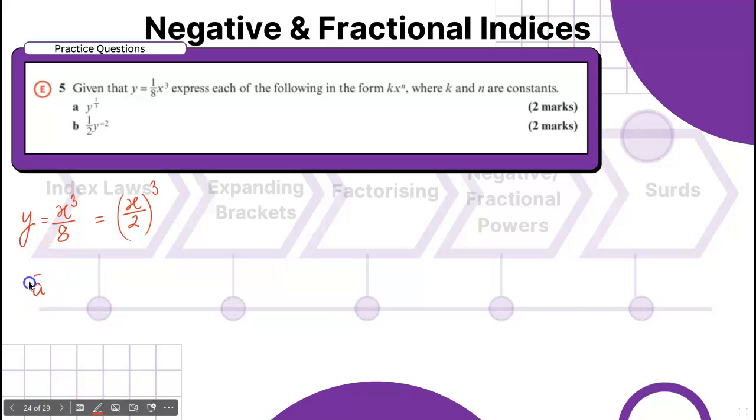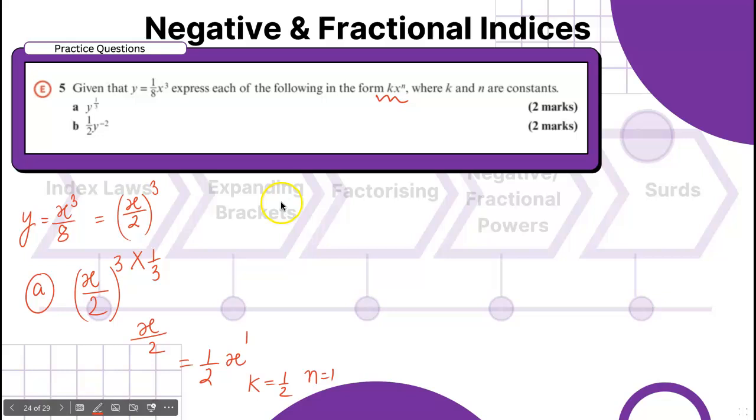Now the a part says 1/3. So y to the power 1/3. Your y is x over 2 cubed, and if you have to do 1/3, it's just x by 2, the answer. Because we have to write in this form, we can write it as a half x to the power 1, where your k is a half and n is 1, right?